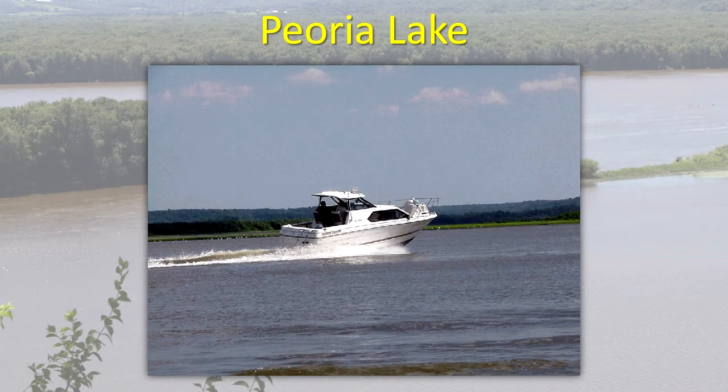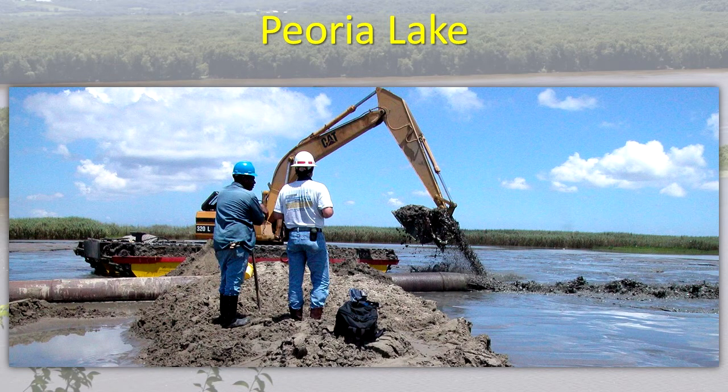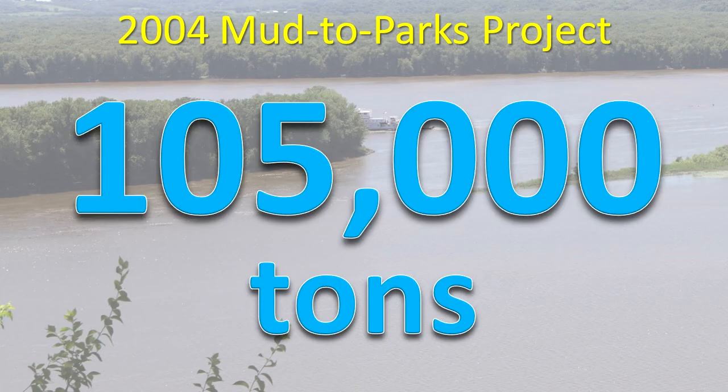Peoria Lake on the Illinois River is the largest and deepest bottomland lake in the Illinois River Valley. Peoria Lake has lost 77% of its water capacity, and the average depth of the upper part of the lake is only 2 feet. It has been dredged multiple times in order to maintain its navigation channel. In 2004, the Mud to Parks project dredged 105,000 tons of sediment from the lake and transported it to make a park on the Lake Michigan shore.